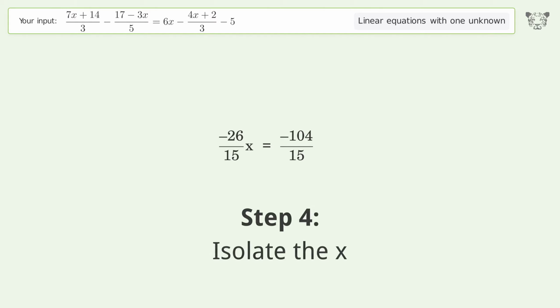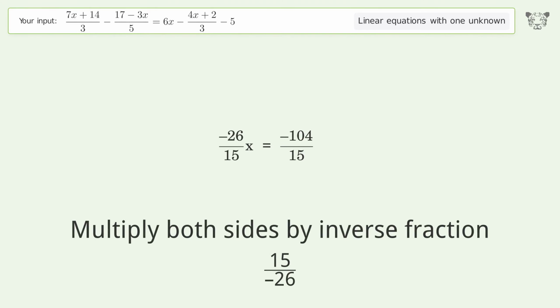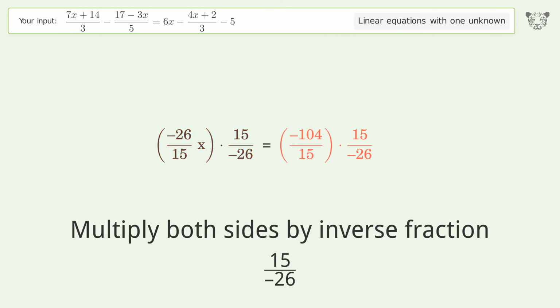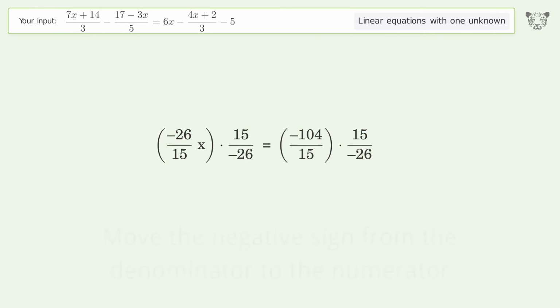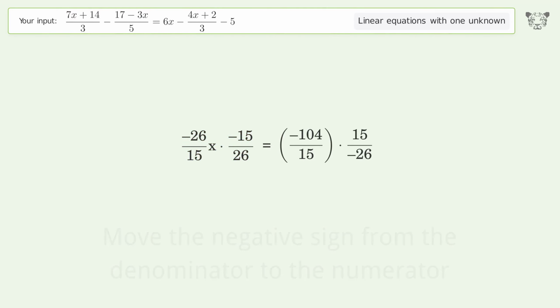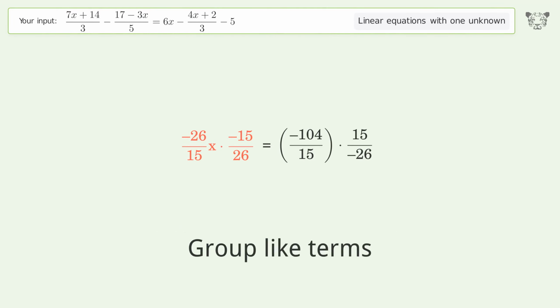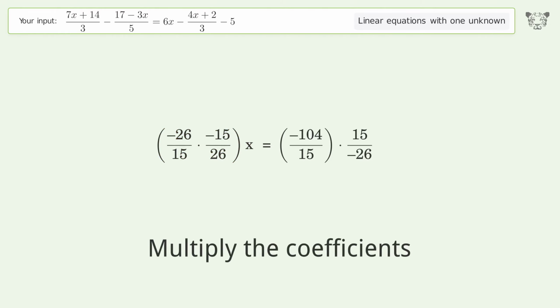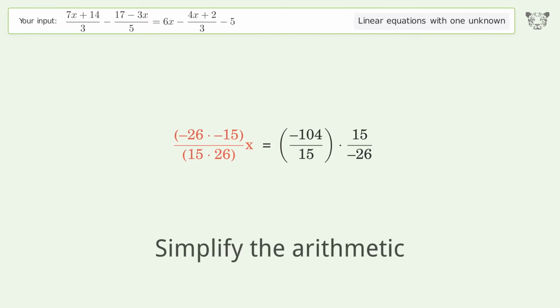Isolate the x. Multiply both sides by inverse fraction 15 over negative 26. Move the negative sign from the denominator to the numerator. Group like terms. Multiply the coefficients. Simplify the arithmetic.